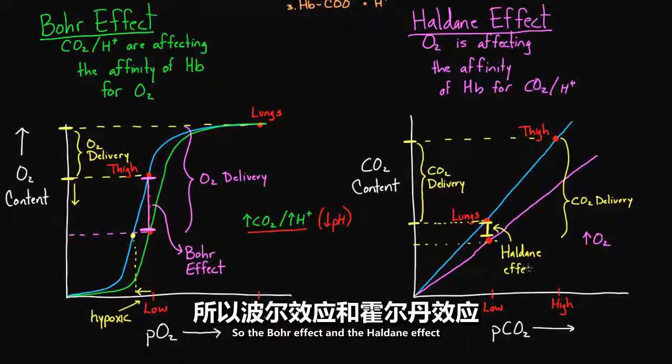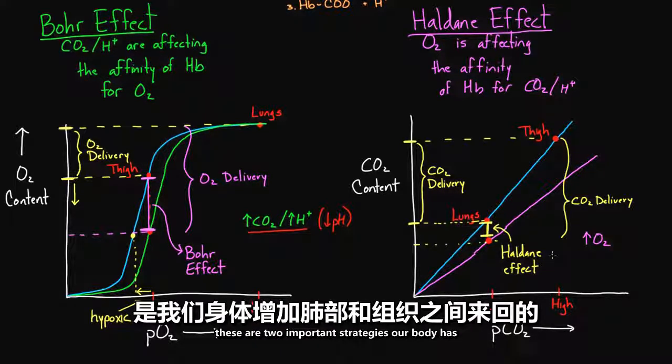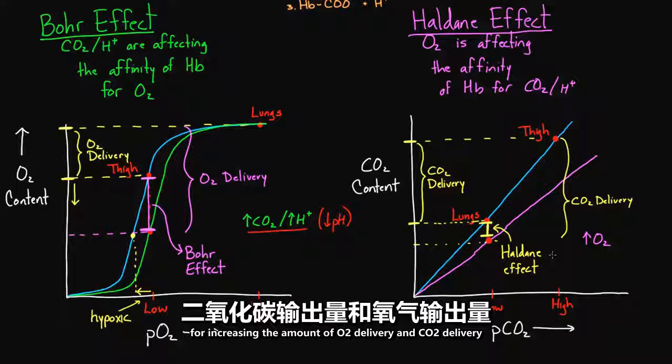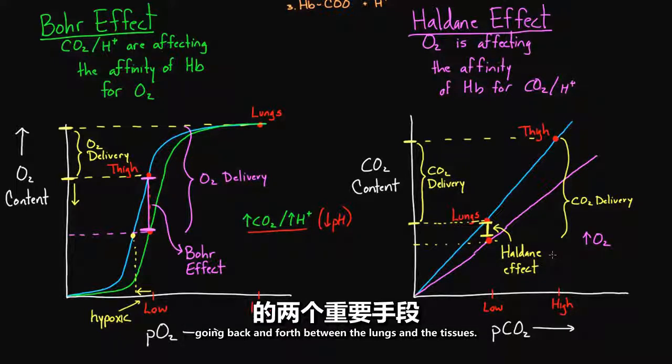So the Bohr effect and the Haldane effect, these are two important strategies our body has for increasing the amount of O2 delivery and CO2 delivery going back and forth between the lungs and the tissues.